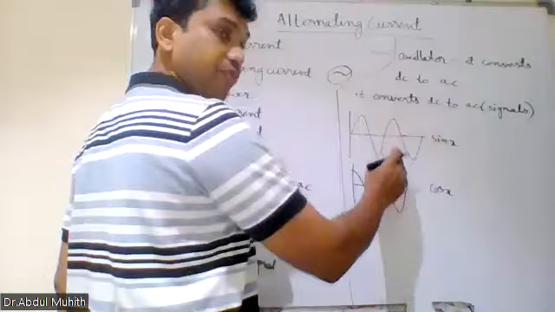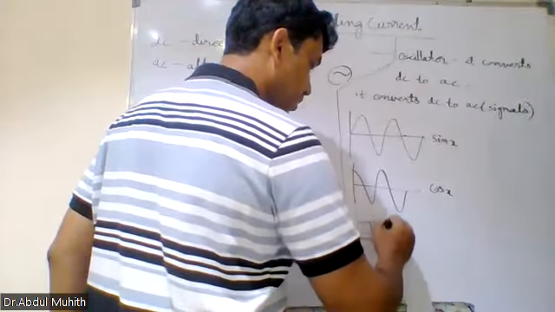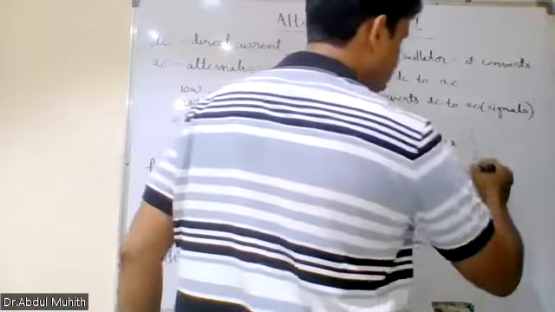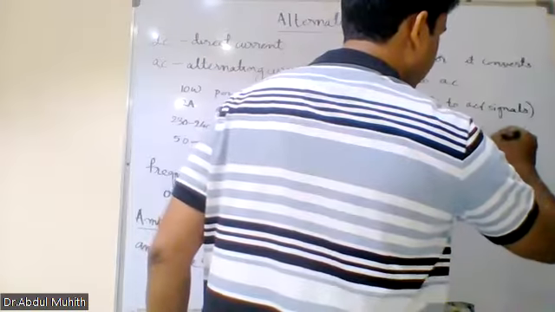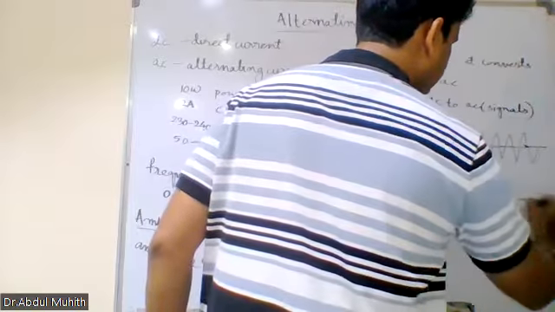You want a sin X graph, you want cos X signals, or you want square waves, or you want a sawtooth wave. That is the sin X graph. This is a sawtooth wave, or you want a triangular wave.